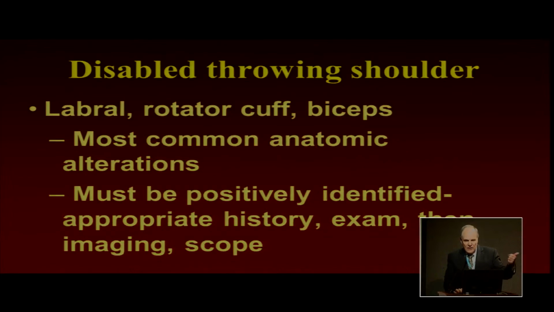So it's the history, the exam, then imaging, as was mentioned earlier. And if you wait until you scope the patient and try to decide whether they have a labral injury or not, you're not going to get it right, because there's a whole lot of variation in there. If you don't know what goes along with that finding, then you're going to treat this wrong.